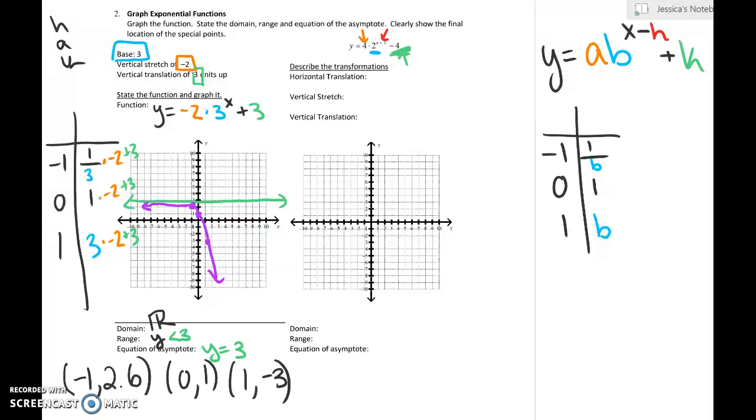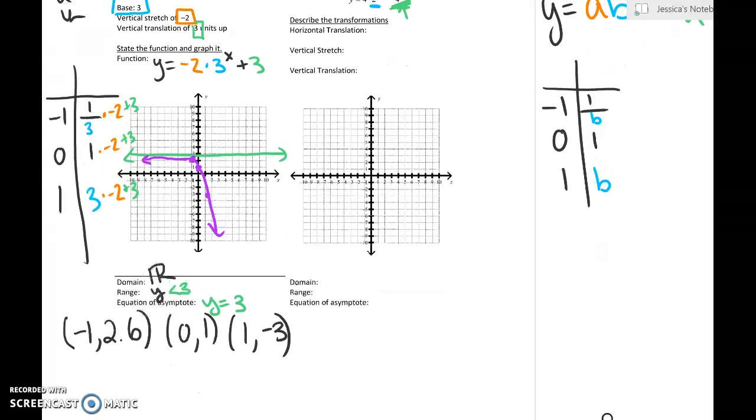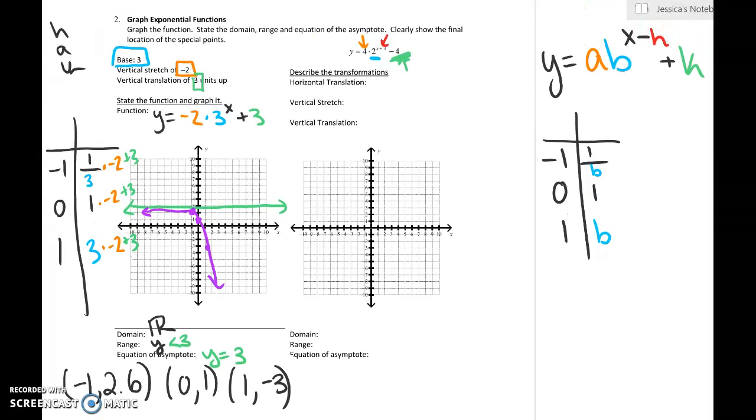Okay. So describe the translations. Horizontal translation. Remember, it's the opposite of what you see. So I see a +3. So instead of going 3 to the right, I'm actually going to go 3 left. Okay. Vertical stretch is my A. I'm going to multiply by 4. And then your vertical translation is your K. This time I'm going to go down 4.